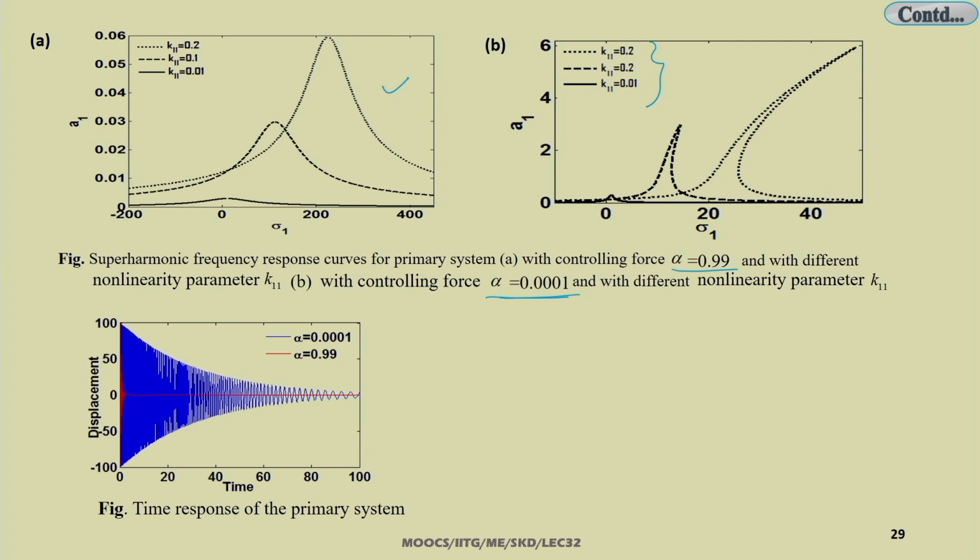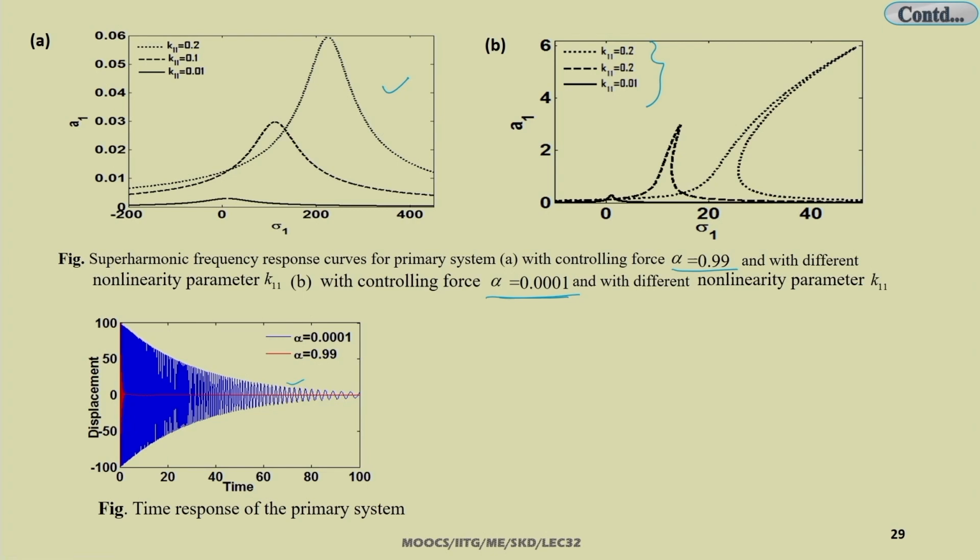One can plot the time response. It can easily be seen that when alpha equal to 0.0001, one has a very large amplitude of oscillation and it takes a long time to settle. For example, here even till 100 it is not settled, but if we take a very high value of alpha, you can see it settles down very quickly to its final value.